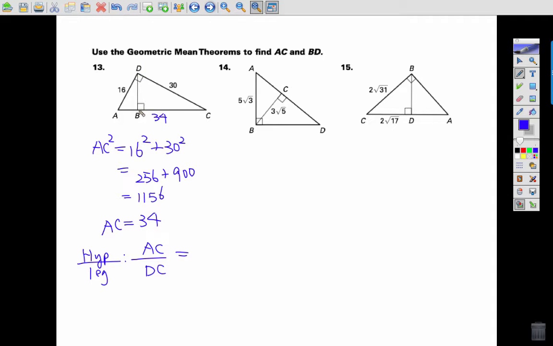Then if I look at this middle triangle on the right-hand side, I can have my hypotenuse, which is DC, over my leg. And in this case, what did I say the leg is? I did the longer leg. The longer leg would be 34, which is BC. So AC is 34. AC is 34 over DC. Can I do that? Because I'm looking for the altitude, DB. No, this is not quite right.